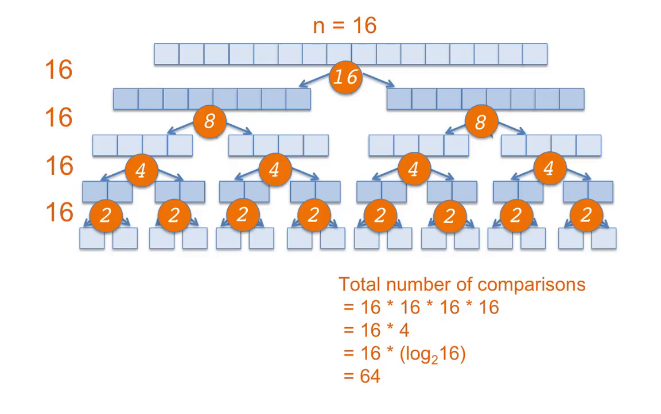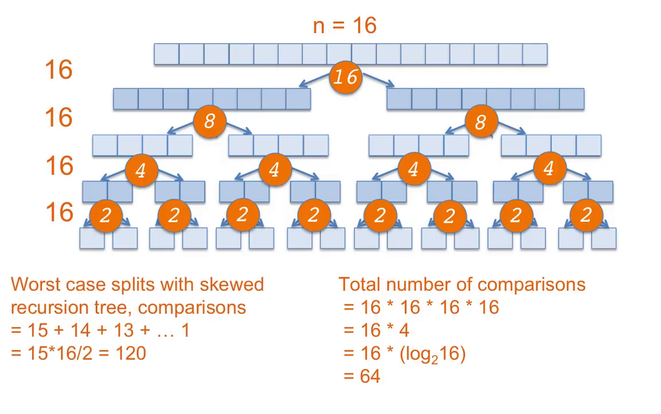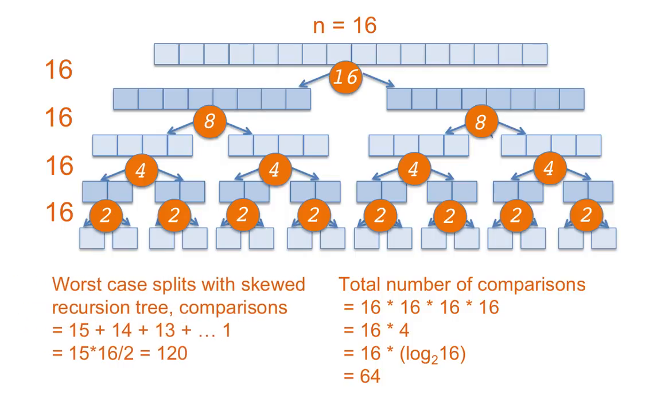Contrast this with the worst case, where starting with the array of size 16, there would be 15 comparisons for the first split, which would skew everything to one side. This would result in 14 comparisons in the second split, 13 in the third, and so on. This gives us the arithmetic series from 1 to 15, which sums to 15 times 16 divided by 2, or 120. This generalizes to n minus 1 times n divided by 2.